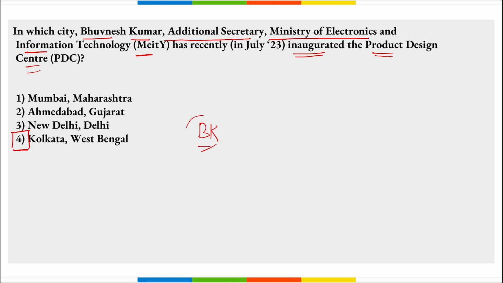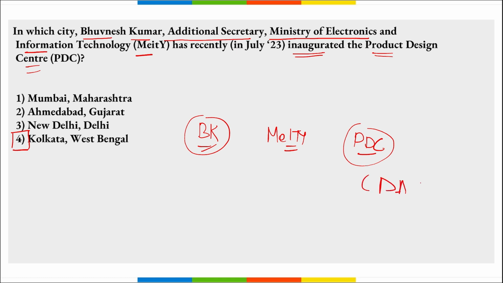Bhuvneshwar Kumar, Additional Secretary of the Ministry of Electronics and Information Technology, has inaugurated the Product Design Center and has set up a center for development of advanced studies, correct? And that is CDAC. Where is this located? It is in Kolkata, West Bengal, correct? This product design center is equipped with all the software and printing technologies for system designing, prototyping, ideation and fabrication.